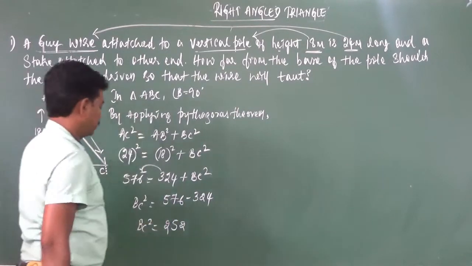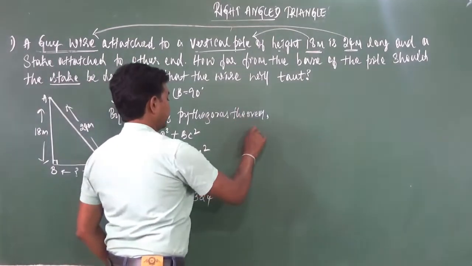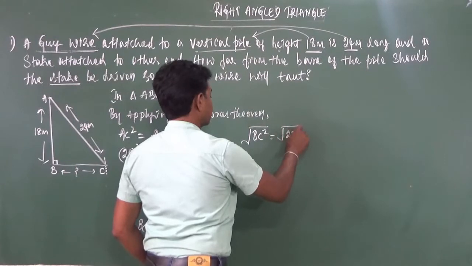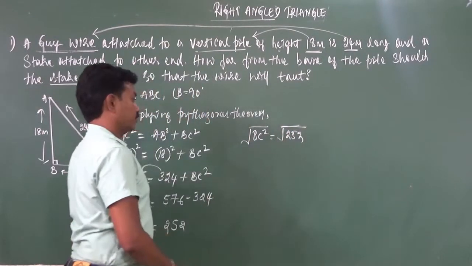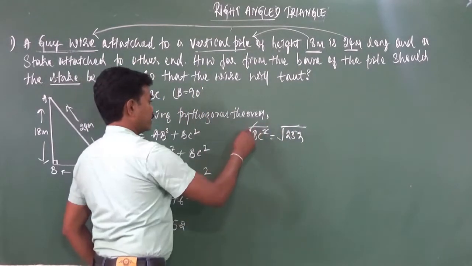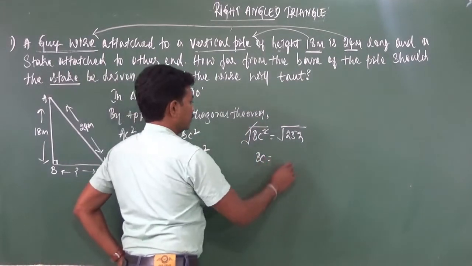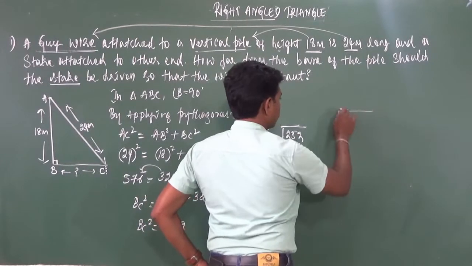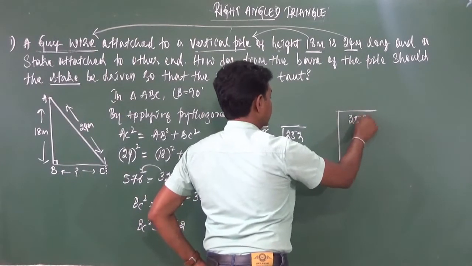BC square is 252. So when we take the square root on both sides, the square root of BC square is equal to the square root of 252. Square and root cancel, so BC is equal to the square root of 252. Let us work out the square root of 252.